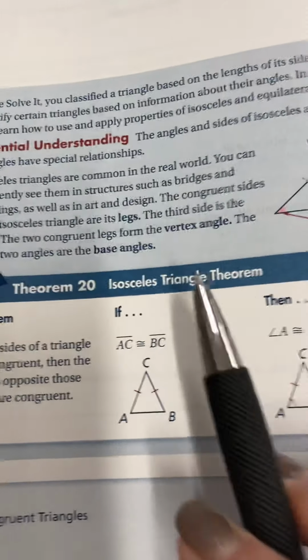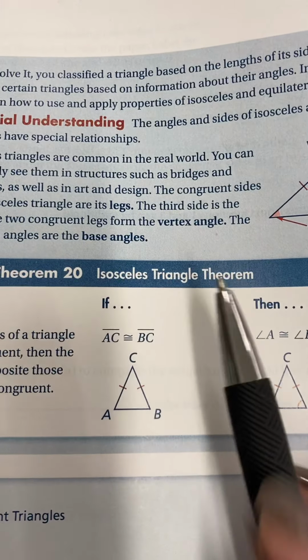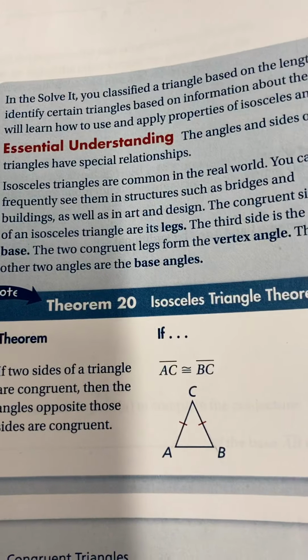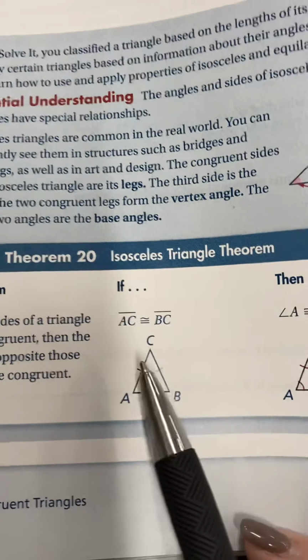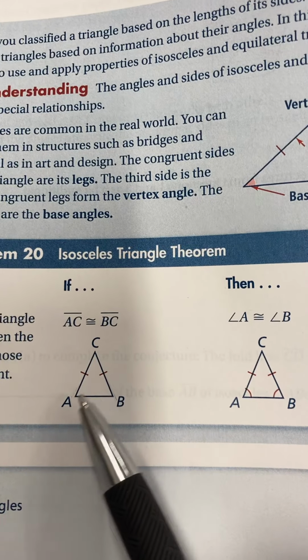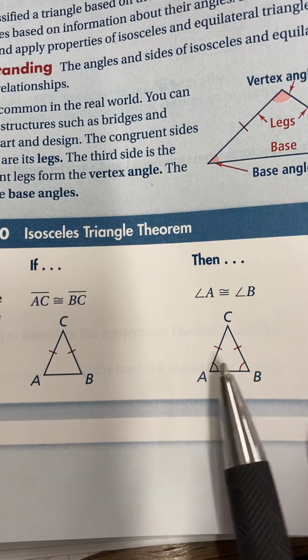And the first one we're going to talk about is the isosceles triangle theorem, which just states if you have an isosceles triangle, which is two or more sides that are congruent, then the base angles right here, A and B, must also be congruent.